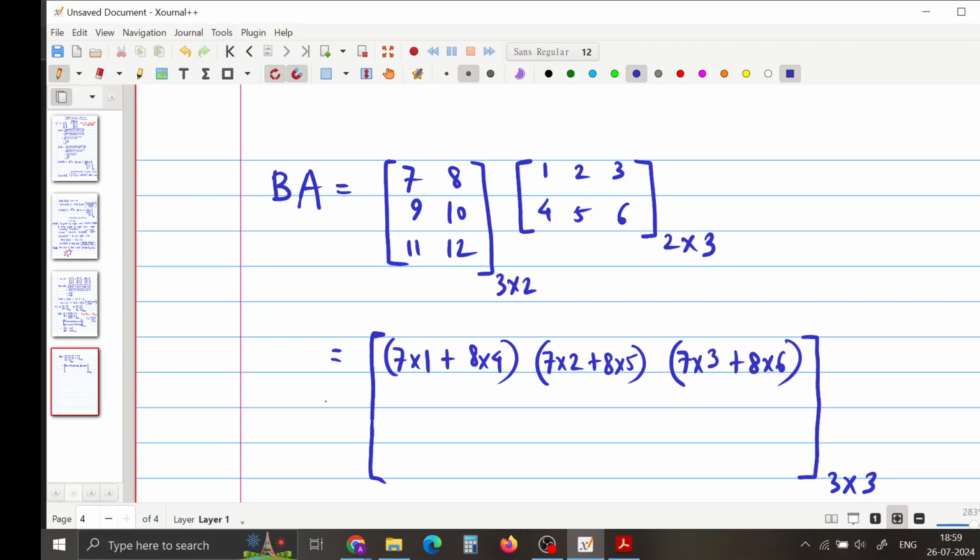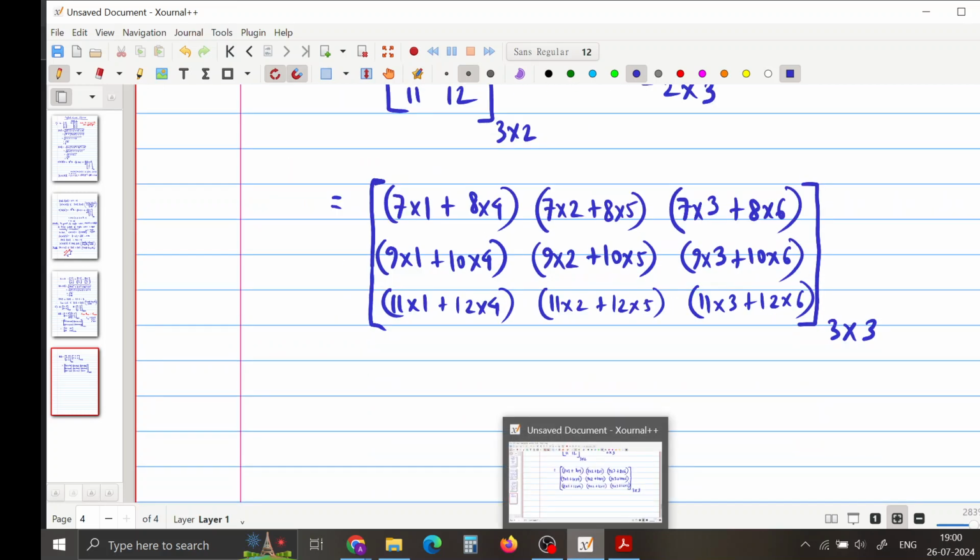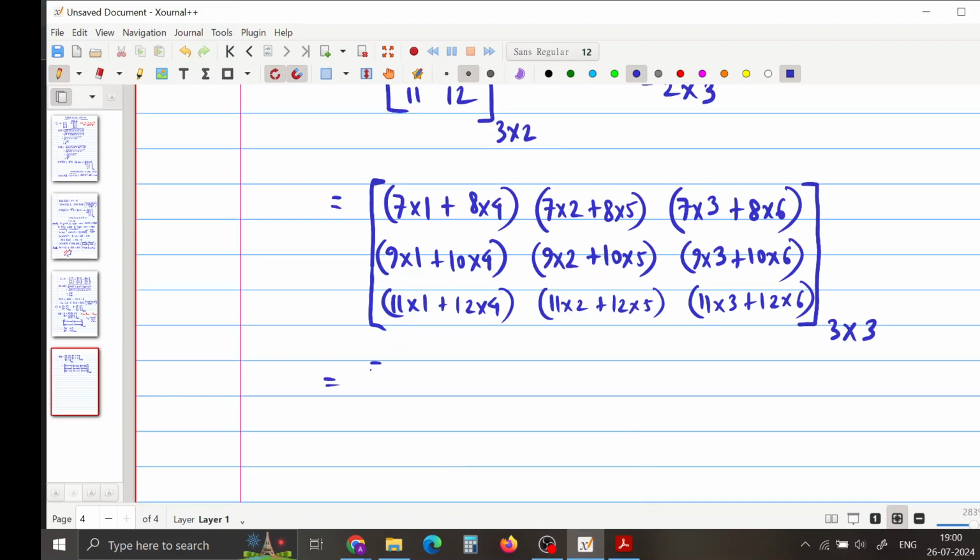I think all these contents are familiar to most of you, so things might seem redundant today. Okay, and finally 11 cross 1 plus, and lastly, great.